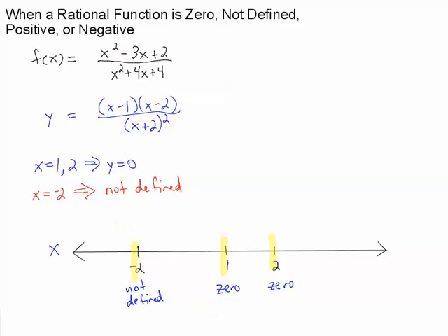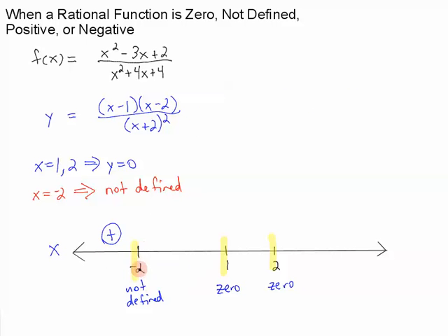I want to start with the first region here, left of negative 2. If x is less than negative 2, let's say it's a number over here, might be negative 4. Let's take this negative 4 and plug it in for all the x's into this expression. If we do that, we get y equals negative 4 minus 1, that's negative. Negative 4 minus 2 is negative. Negative 4 plus 2 is negative, but then when you square it, it's positive. So in this region, a negative times a negative divided by a positive is, of course, a positive. So this region is positive.